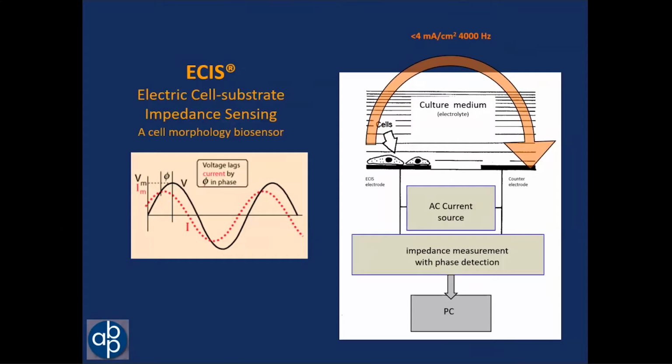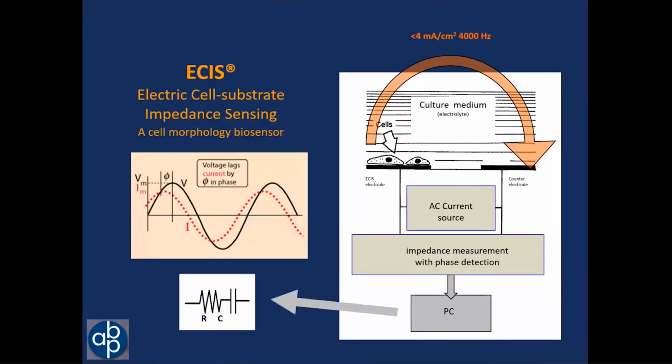Without worrying too much about how this is all accomplished, it allows us to break the impedance down into its components, which is, in this case, a pure resistance and a capacitance, which comes from the gold metal electrodes in solution, and it's affected by the capacitance of the cell membranes as well. So the output of the ECIS system is either the impedance or resistance measured in ohms, or the capacitance, which is measured in nanofarads.